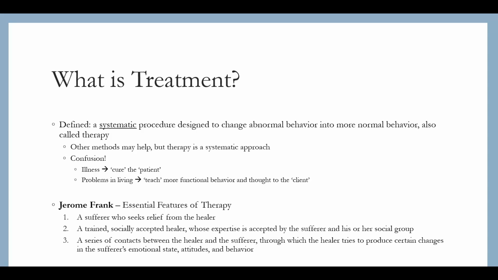But treatment is going to be a systematic procedure designed to change abnormal behavior into more normal behavior, also called therapy. Systematic means that you follow specific steps. Now, if someone is depressed and their friends say, hey, let's go see a movie, that'll cheer you up. And suddenly that person, let's say his name's Bob, gets cheered up by the movie. That's not therapy. Or when people say, hey, let's go shopping, retail therapy. That's not therapy. Therapy is systematic. There are steps to improve. You can engage in hobbies and things that certainly may help you feel better, but that's not specifically therapy, so that's important to know.